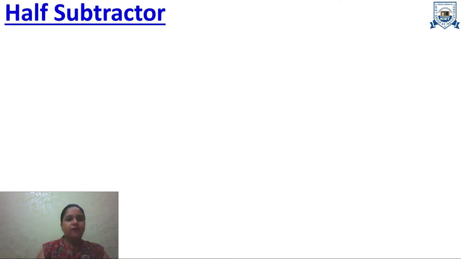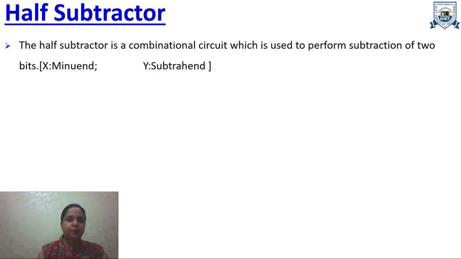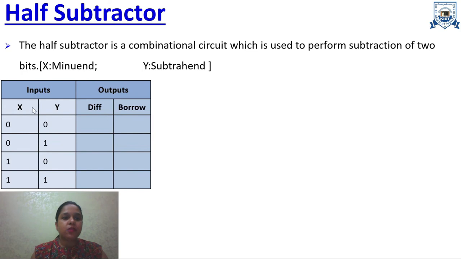Next we have the half subtractor. So the problem statement: the half subtractor is a combinational circuit which is used to perform subtraction of 2 bits. It means the half subtractor is allowed to subtract 1 bit from another bit. One of the bits is called the minuend and the other bit is called the subtrahend. Next we must know the number of inputs and the number of outputs. So the number of inputs is 2, that is x and y, and the number of outputs is 2, that is difference and borrow.